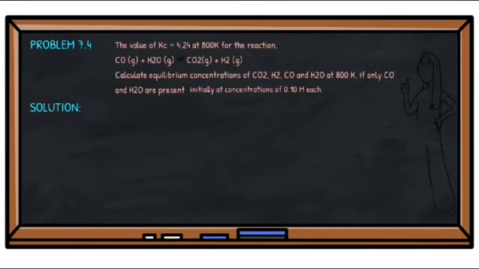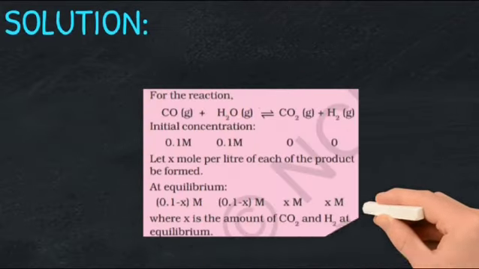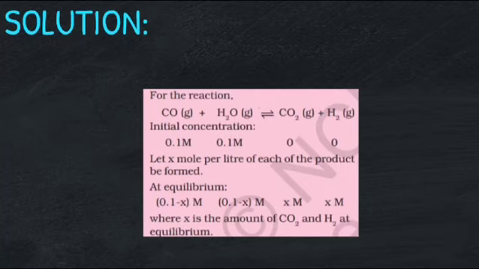Let us solve it. First, let us write the reaction. The reaction is carbon monoxide plus water, which is in equilibrium with carbon dioxide and hydrogen. So initial concentration of carbon monoxide and water is given as 0.1 molar. So we are writing 0.1 molar and 0.1 molar below carbon monoxide and water. But initially carbon dioxide and H2 are not formed because they are products. Initially they are not formed. So we are writing 0 as a concentration.